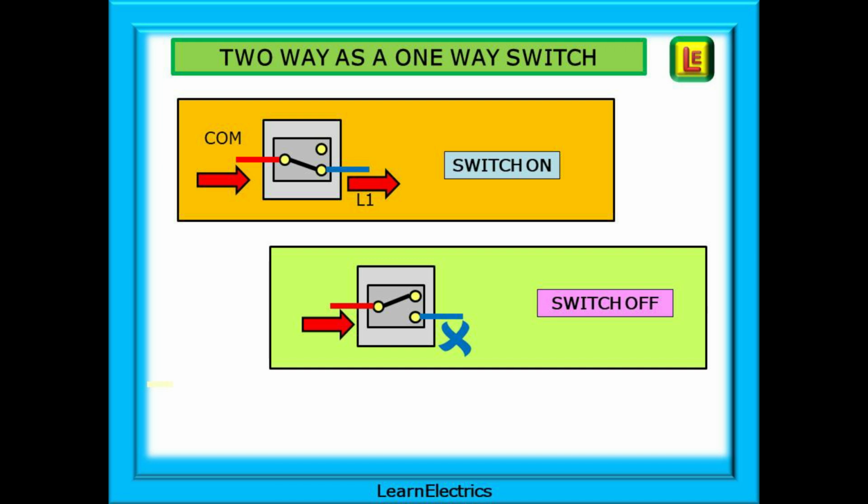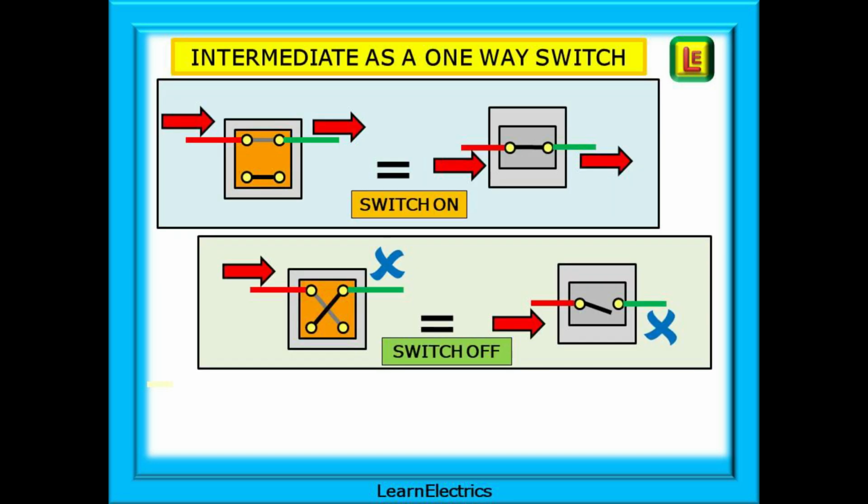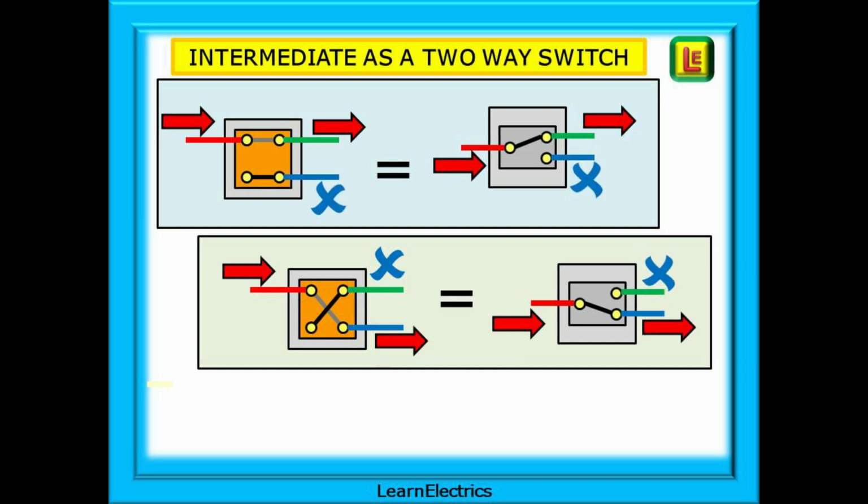In this setup, the switching function is on-off, the same as a one-way switch. An intermediate switch will also function as a one-way switch. We just need to choose one of the input terminals and one of the output terminals, and the job is done. Because nothing is connected to the other two terminals, the intermediate switch will now function as a one-way switch, on-off.